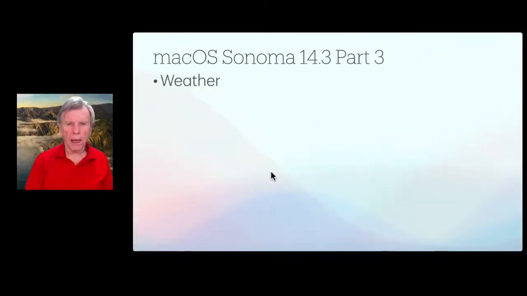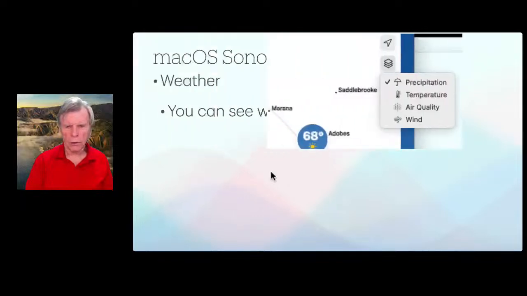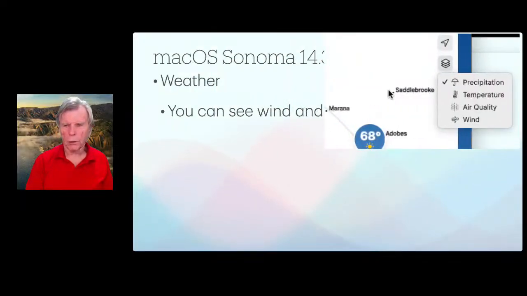The weather app now on Sonoma has a nice little change. You can see the wind and the rain on the map. Now, you've had this option on your iPhone and your iPad, but now it's coming to your Mac. So it looks like this. It's in the upper right-hand corner. You see the 3 little stacked squares. When you click on that, then you get a choice of precipitation, temperature, air quality, or wind.